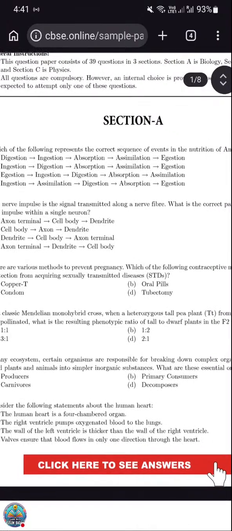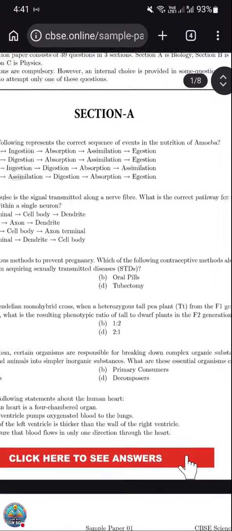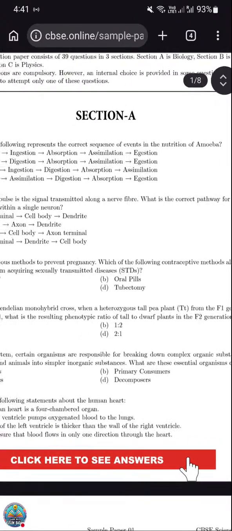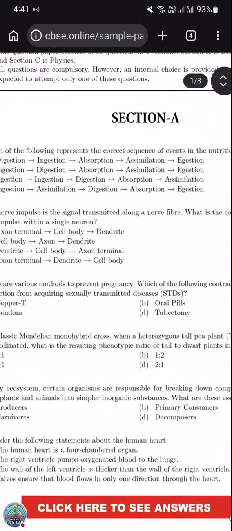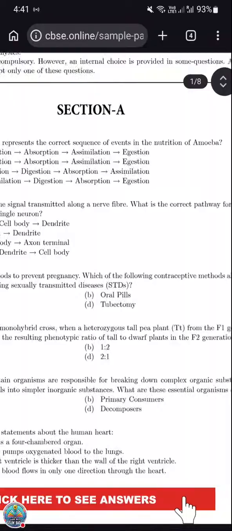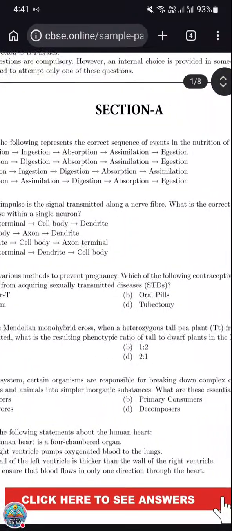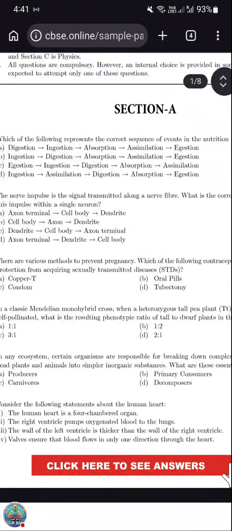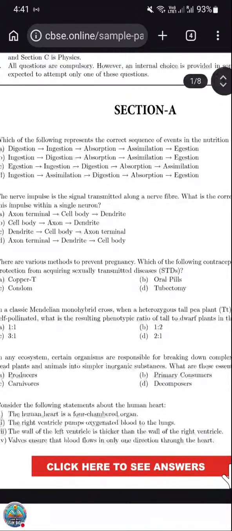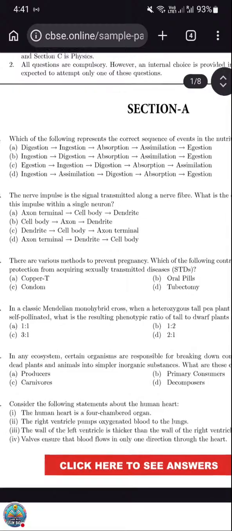Which of the following represents the correct sequence of events in the nutrition of amoeba? Okay, first question. The sequences are given. Option number 1, digestion. Okay, you can read the options. D: ingestion, assimilation, digestion, absorption, egestion. Very good, excellent, correct answer.